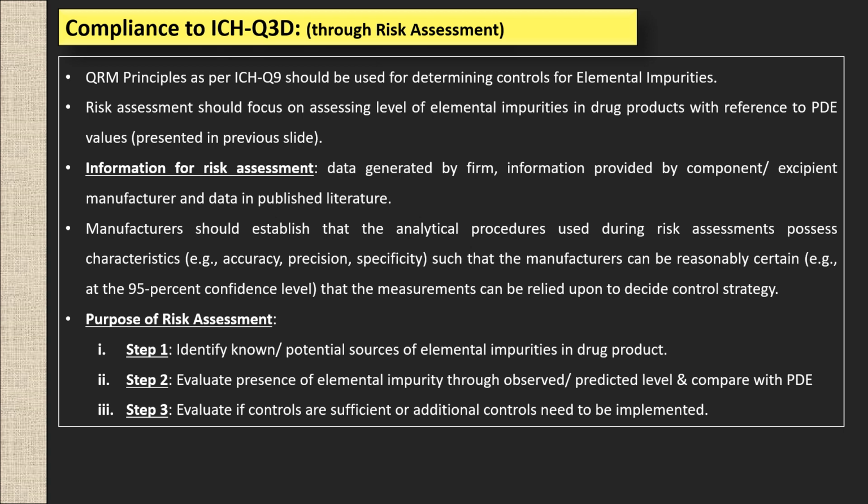The purpose of the risk assessment is mainly 3 steps. Step 1 is to identify the potential sources of elemental impurities in the drug product. Step 2 is to evaluate the presence of these elemental impurities through observed or predicted levels and compare with the PDE to check and demonstrate whether they are compliant with the required PDE levels. And third, evaluate if controls are sufficient or additional controls need to be implemented if the value is expected to be above the PDE.